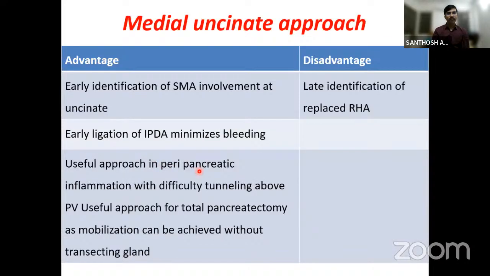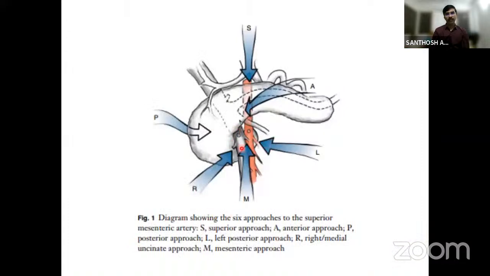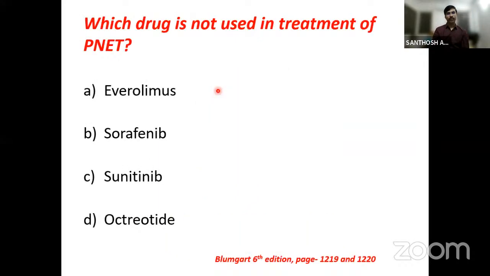Useful approach in peripancreatic inflammation with difficult tunneling above the portal vein, and for total pancreatectomy without transecting the gland. Yes, see, we are going to deal with it here only. So whenever there is fibrosis expected here, instead of doing tunneling first, if we clear tissues here, then this becomes easy. But the disadvantage is, since the replaced right hepatic artery will go from here behind, when we are dealing here only after ligating the IPDA and significant dissection of the uncinate process, we will be able to reach this place where the replaced right hepatic artery takes off and goes above. So that is the disadvantage.